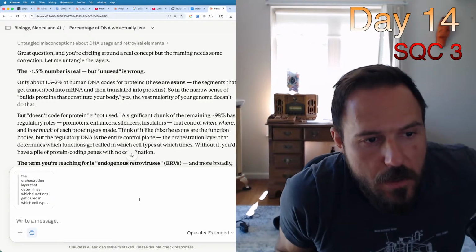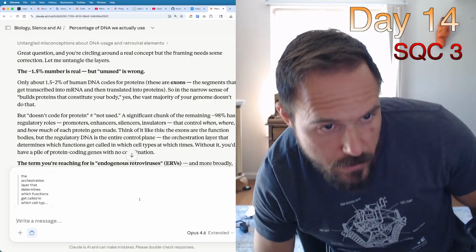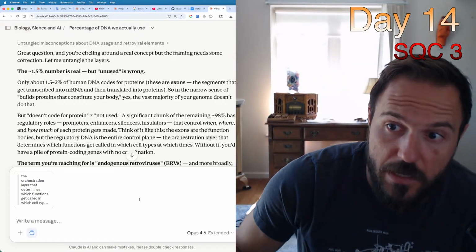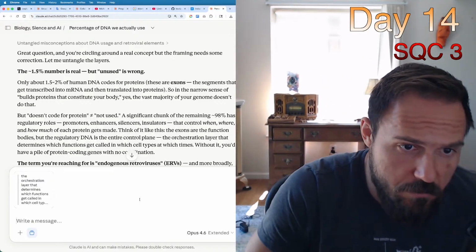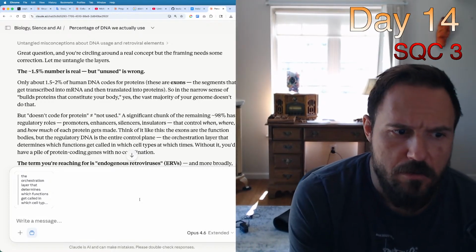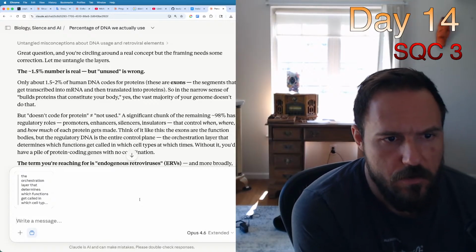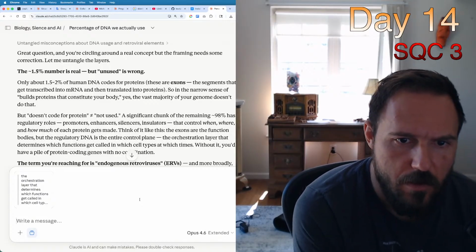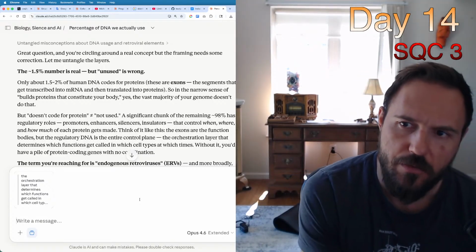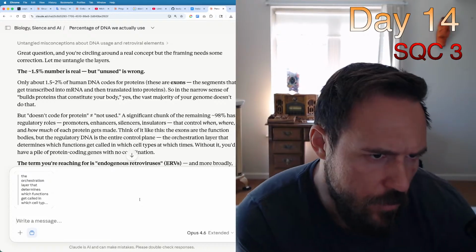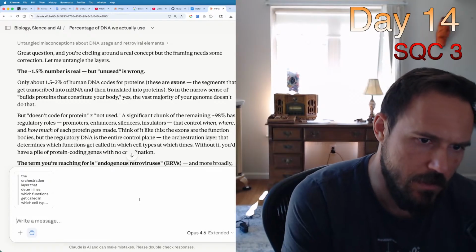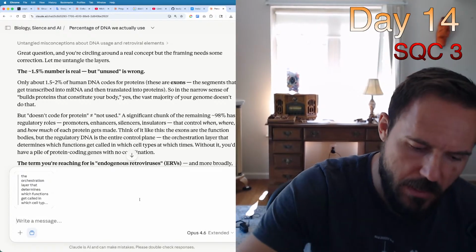Okay, so I understand that only 2% goes into the blueprints of proteins. Super clear to me. Great, thank you for the clarification. But how is the orchestration level, the configuration level, written into DNA? So, when to call what and so on, how is that written in DNA, and how do we know? How does it work, and what experiments have been done to prove it?